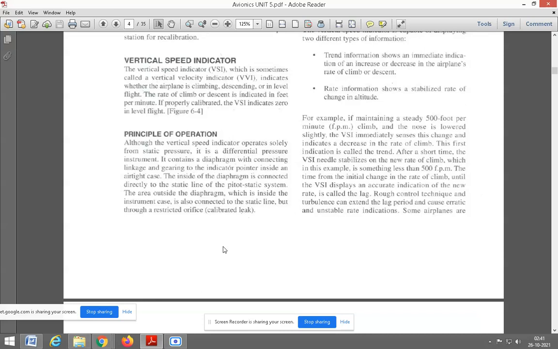So here your vertical speed indicator acts as a differential pressure instrument, which contains a diaphragm connected with linkage and gearing to the indicator pointer in the inside part. The outside part is connected with the instrument case through the orifice.